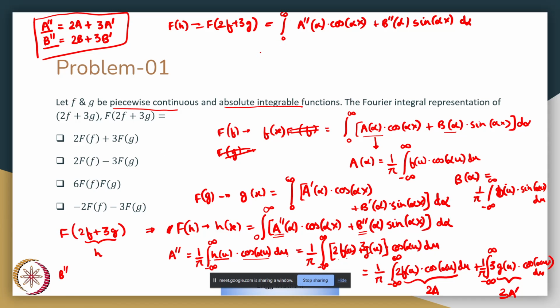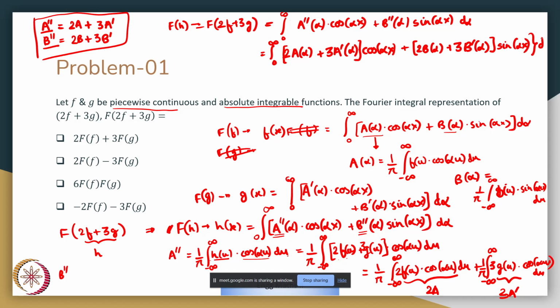that would look like 0 to infinity 2a of alpha plus 3a dash of alpha cos of alpha x plus 2b of alpha plus 3b dash of alpha sine of alpha x. This whole term is then integrated with respect to d alpha.